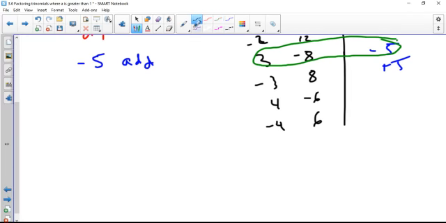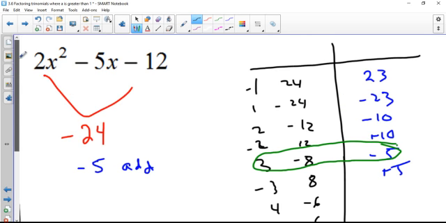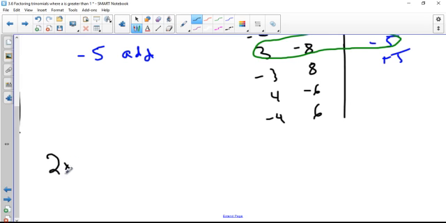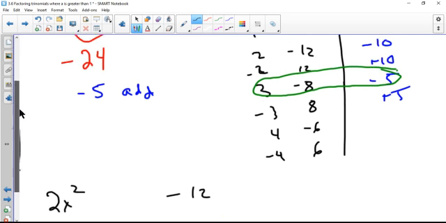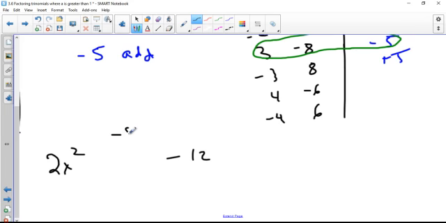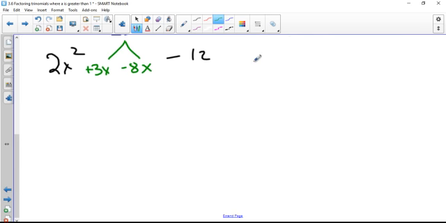So we start by rewriting our equation. We leave the first and last terms the same, so we have our 2x squared and our minus 12. But what used to be a minus 5x, we are going to change into plus 3x minus 8x. And this question actually turns out to be very similar to the question we had just done.